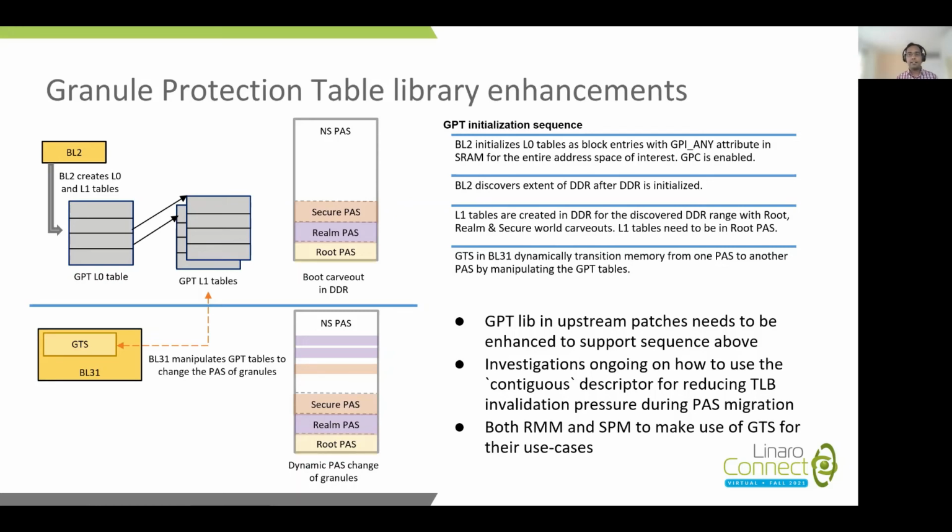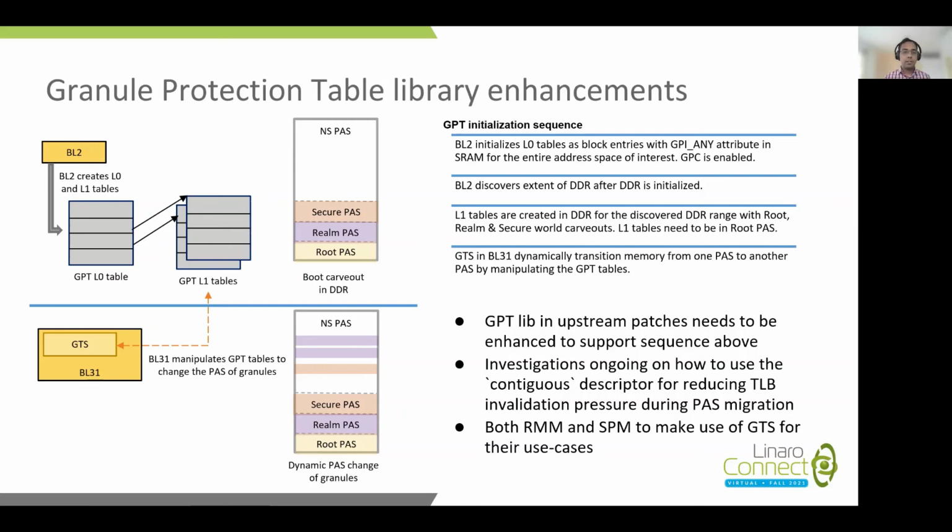So BL2 initializes the L0 tables as block entries with GPI any, or access any, attribute in SRAM for the entire address space of interest, and GPC is enabled. Then BL2 progresses to discover the extent of DDR, and after the DDR is initialized, the L1 tables are created for this discovered DDR range with root, realm, and secure world carve-outs. For creating the carve-outs, we will mark them in the L1 tables. And the L1 tables also need to be created in root PAS.